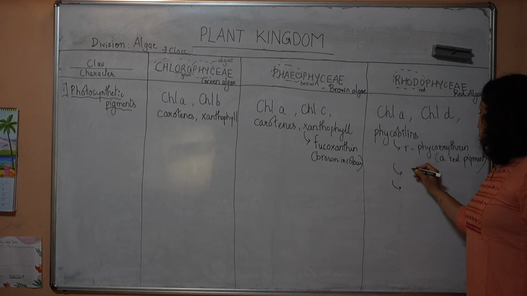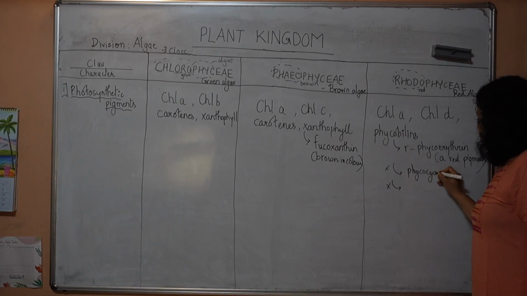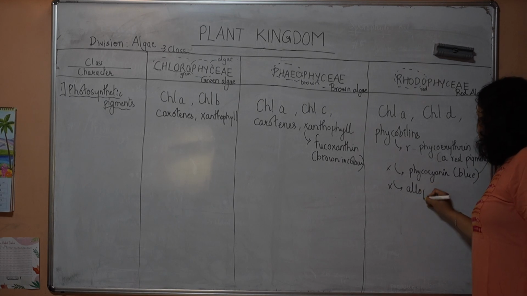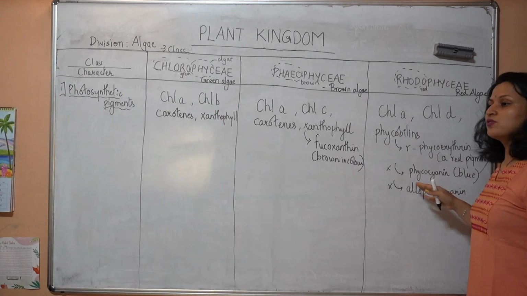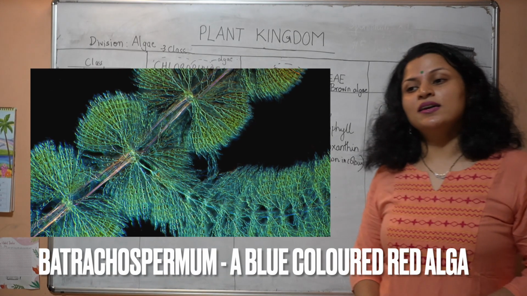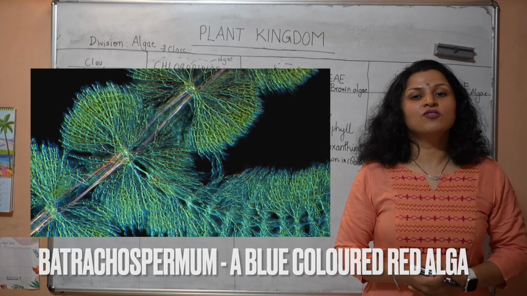You can just make a note, although it is not there in NCERT for you. Phycocyanin is another. This is a blue color pigment, and there is one called allophycocyanin. Because of the presence of phycocyanin, which is a blue color pigment, there may be some red algae which are blue in color. An example is Batrachospermum.